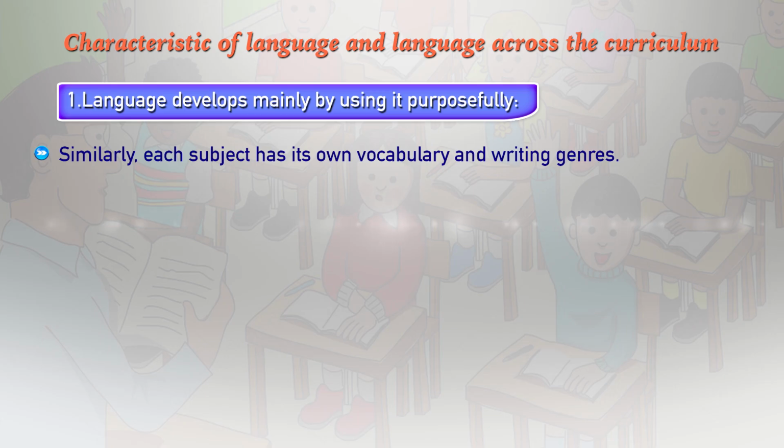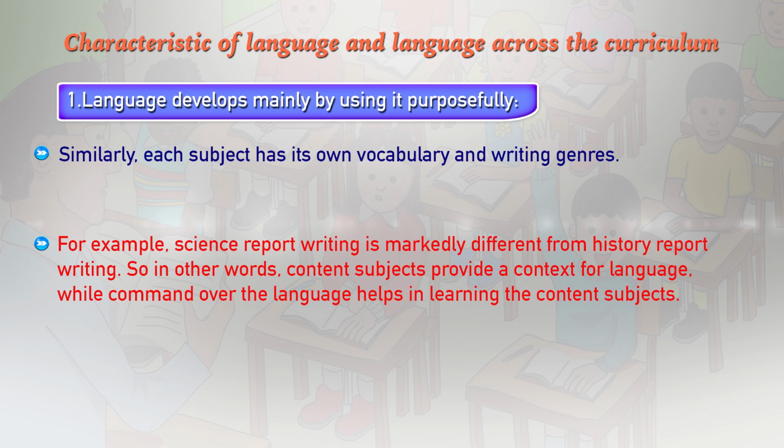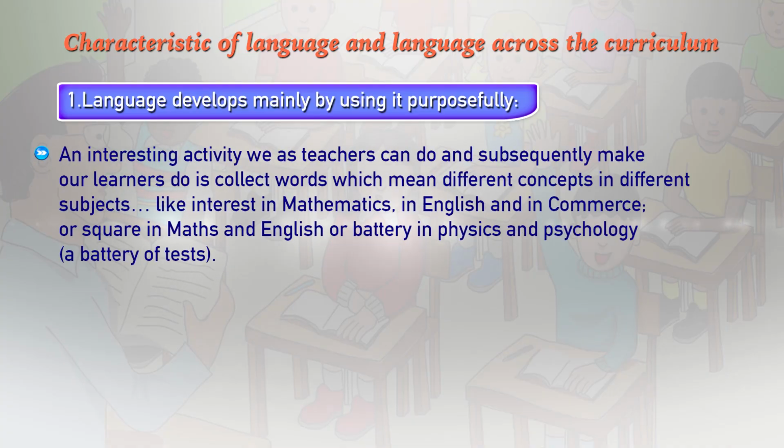Similarly, each subject has its own vocabulary and writing genres. For example, science report writing is going to be markedly different from a history report writing. So, in other words, content subjects provide a context for language, while command over the language helps in learning the content subjects. An interesting activity we as teachers can do and subsequently make our learners do is collect words which mean different concepts in different subjects.